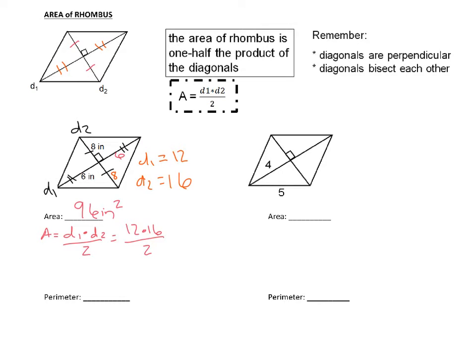Hopefully you recall the nice thing about a rhombus is that all of the sides are congruent. So once I find one, I know all, which makes it easier for me to figure out what the perimeter is.